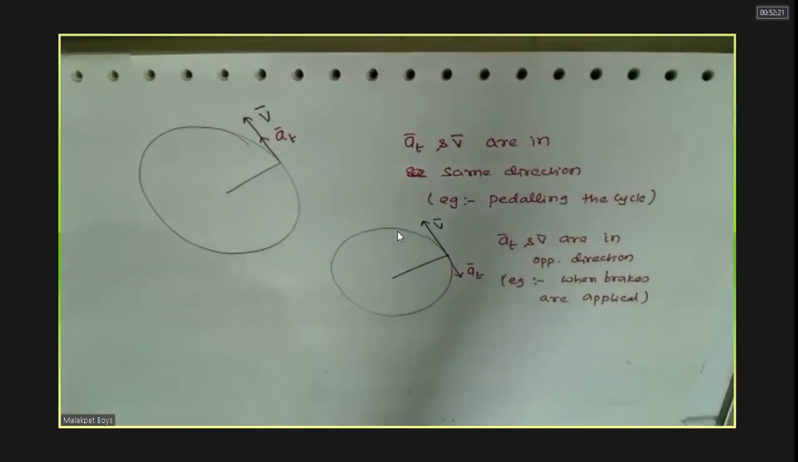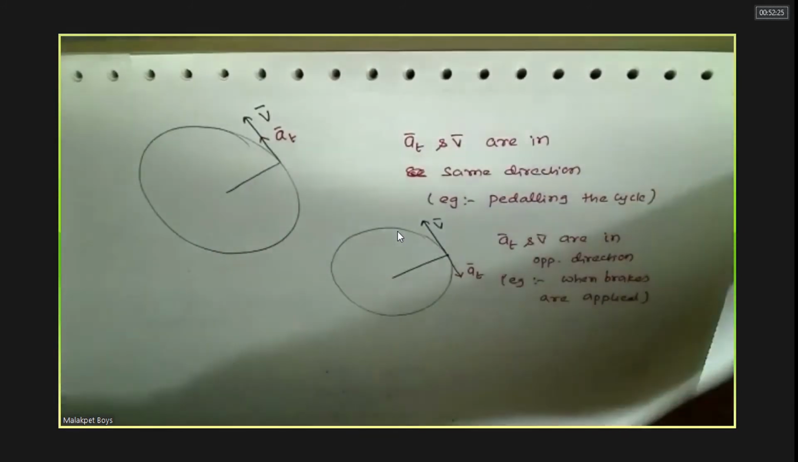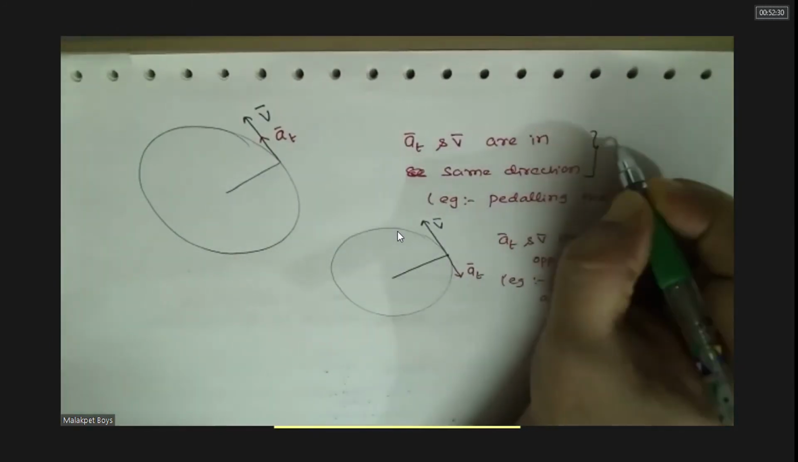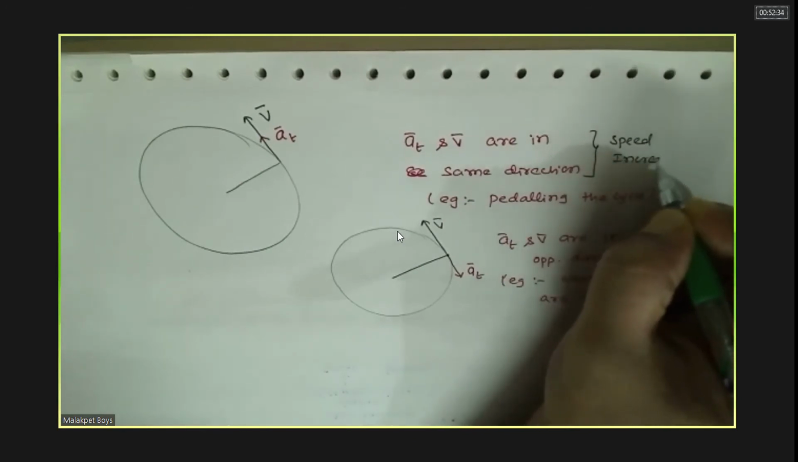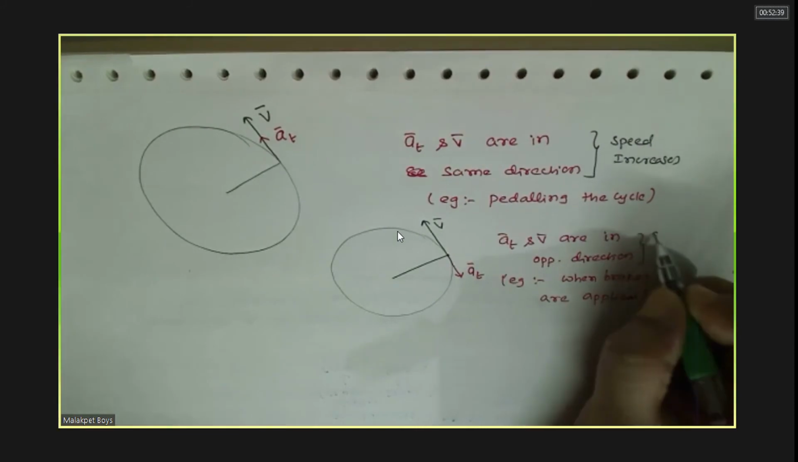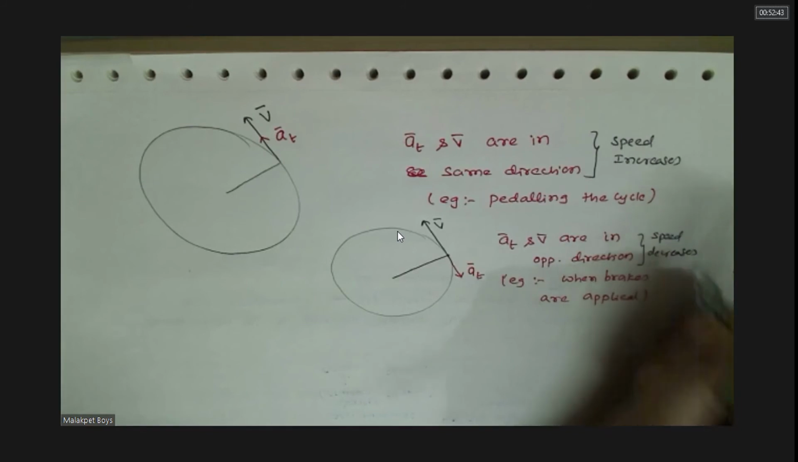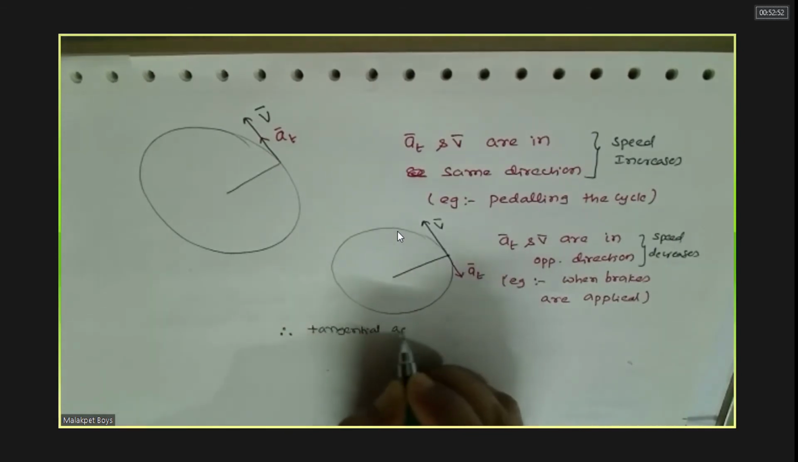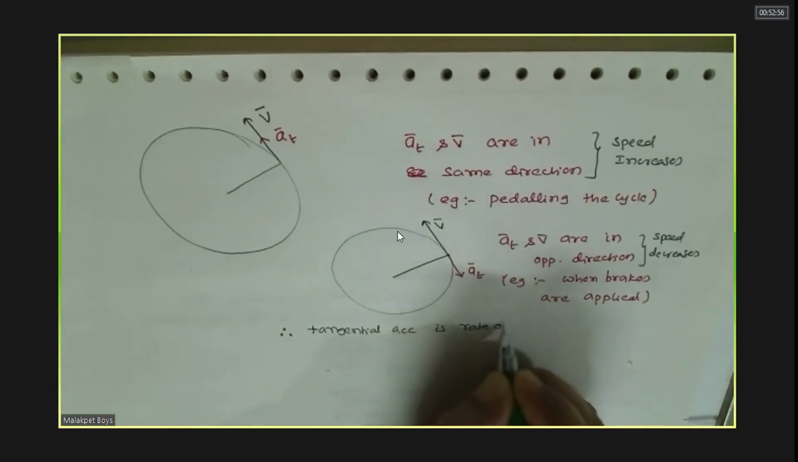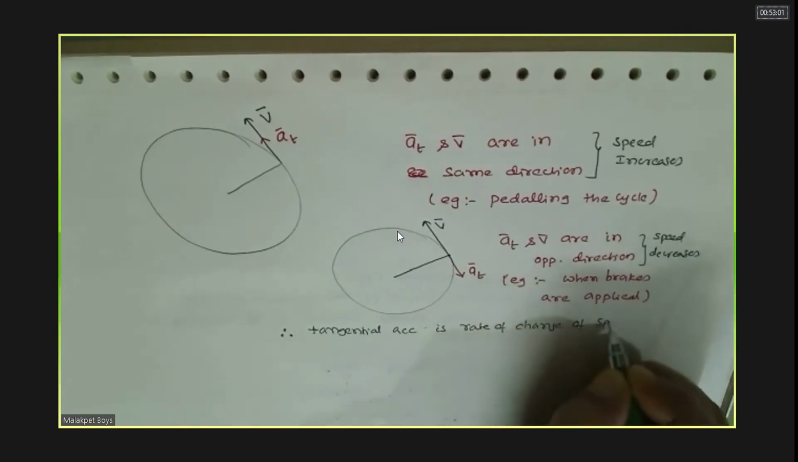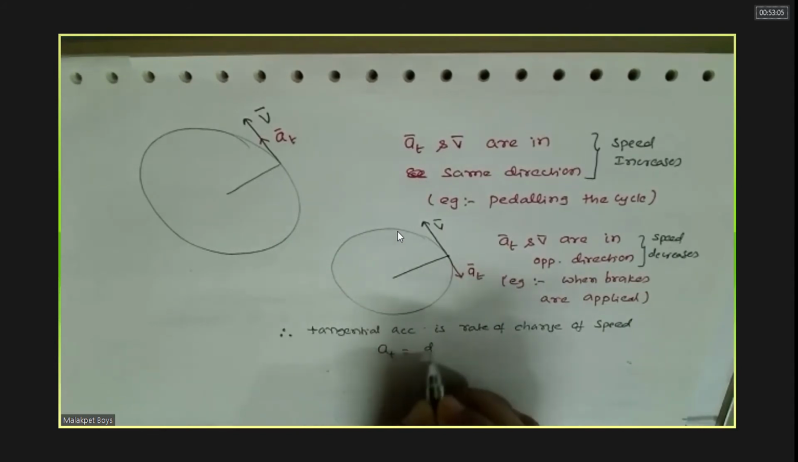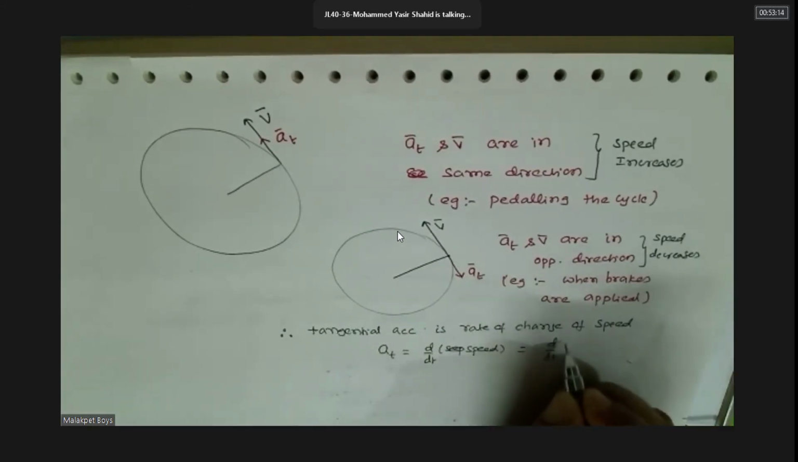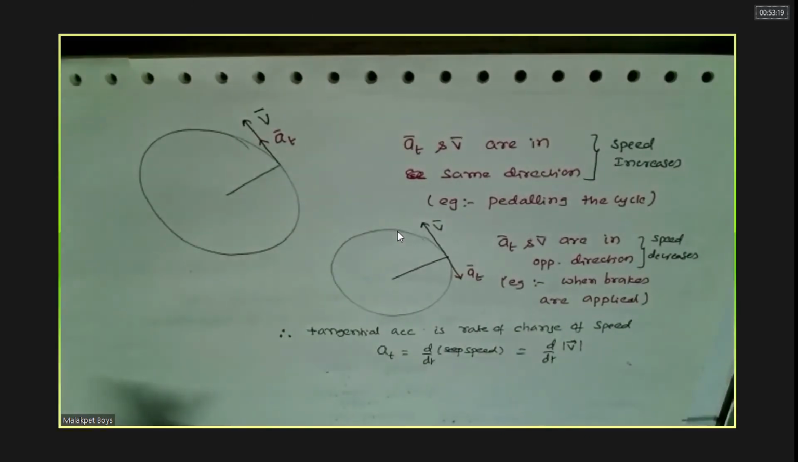So you can see that in this case, what will happen to speed? Speed will increase. Here, what will happen? Speed decreases. That means I can say, therefore, tangential acceleration is nothing but rate of change of speed only, no? So tangential acceleration is d by dt of speed. Understood this? So whenever speed changes, which acceleration comes? There must be a tangential acceleration.